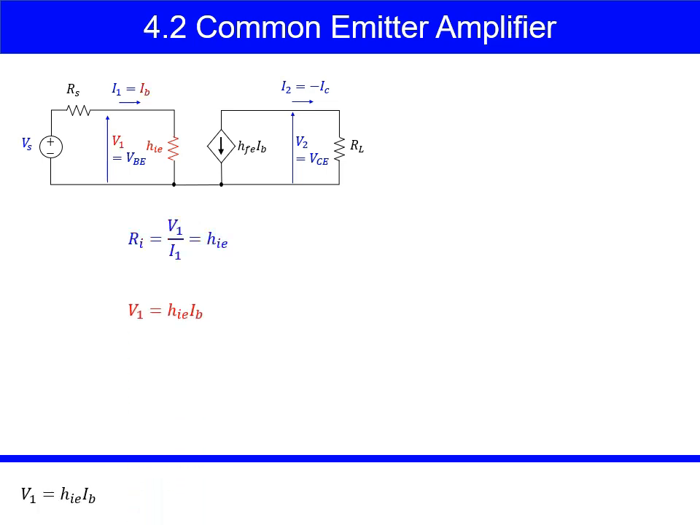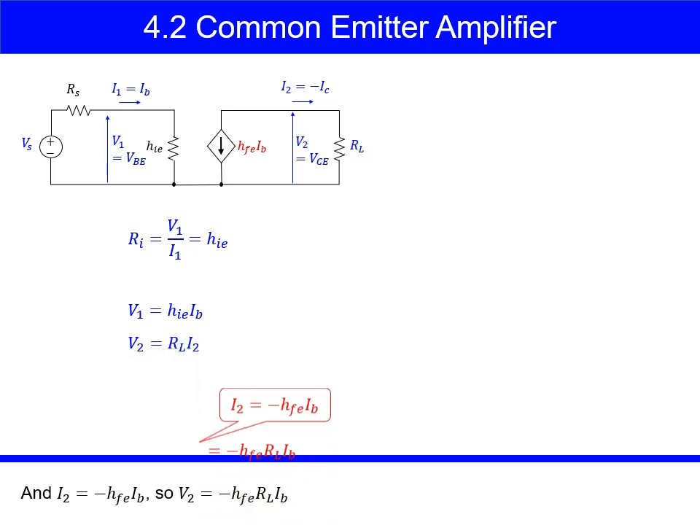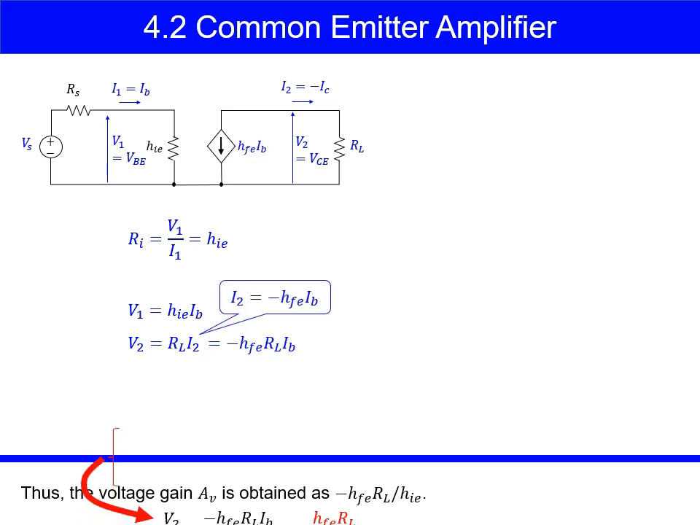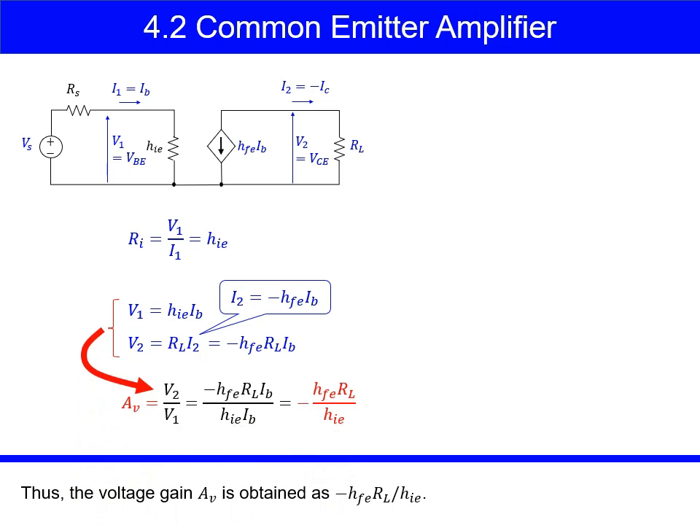V1 equals HIE IB. V2 equals RL I2. And I2 equals negative HFE IB, so V2 equals negative HFE RL IB. Thus, the voltage gain AV is obtained as negative HFE RL over HIE.